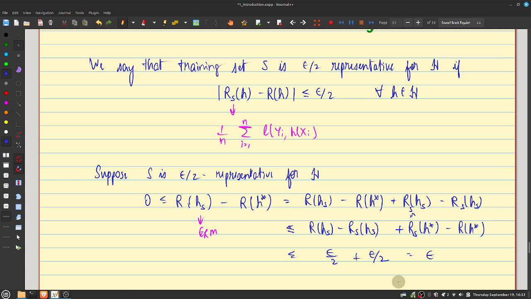So if the training set happened to be epsilon by 2 representative, then the ERM would achieve a generalization error which is within an epsilon of the best possible generalization error within this hypothesis class. All right. But of course, this is for one specific training set. I've instantiated a good training set. So then everything boils down to asking, what is the probability that I see this good training set? What is the probability that S is epsilon by 2 representative for H?